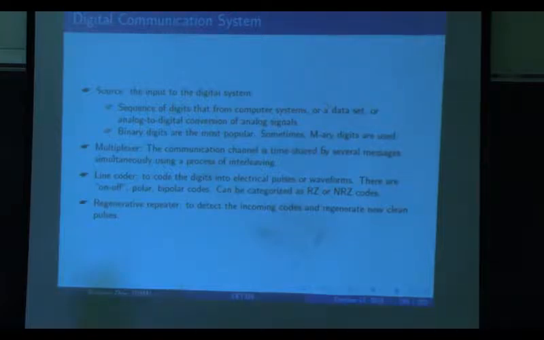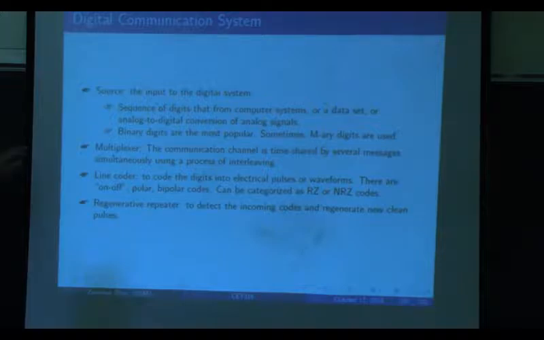In data communication systems, we need to know the source, which is the input to the digital system. Basically, we have two types of input. The first one is the sequence of digits from computer systems. For example, you print something from the computer to the printer. Usually, binary digits are the most popular. Sometimes n-ary digits are also used, but that is very rare.